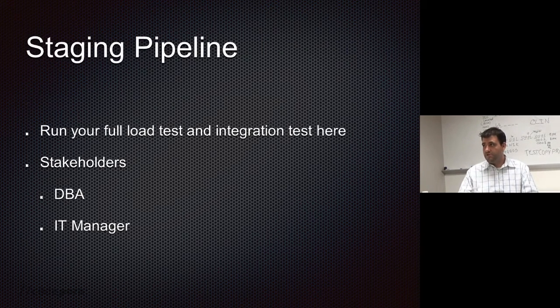Then, of course, you have your staging pipeline, whose main stakeholder is your DBA or your IT manager. This is the whole entire stage to make sure that if we were to put it in production, this would actually go without a hitch. That's why they're the major stakeholders, because they have to deal with the problem if it doesn't work like it's supposed to.